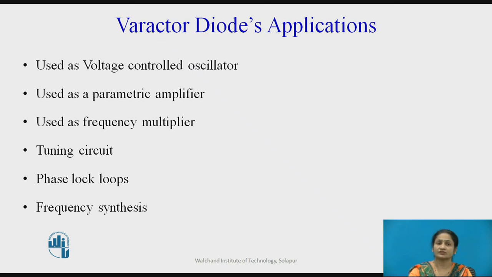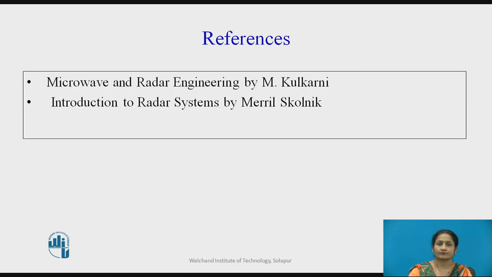The applications of the varactor diode. The varactor diode is used as a control oscillator. They are used as a parametric amplifier, as a frequency multiplier, and as a tuning circuit. Also, they are used in phase lock loops, and they can also be used as a frequency synthesizer.